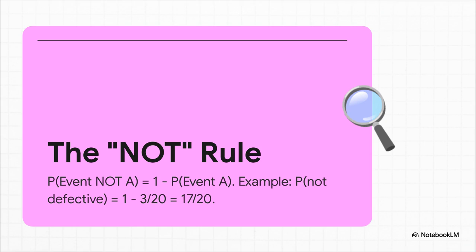Think about it. If you have 20 products and 3 of them are bad, your chance of picking a bad one is 3 out of 20. So what's the chance of not picking a bad one? You just do 1 minus 3/20, which gets you 17/20. It's such a great trick.